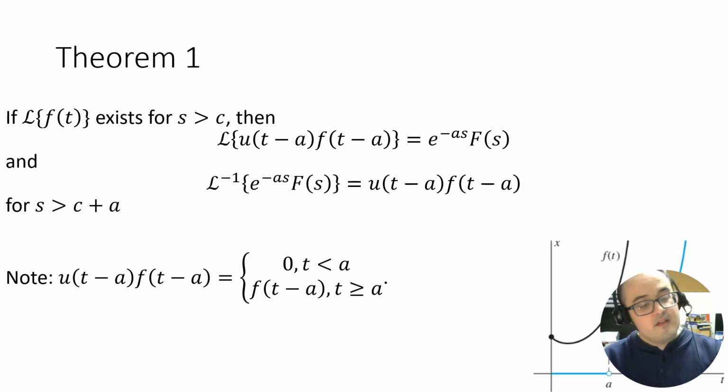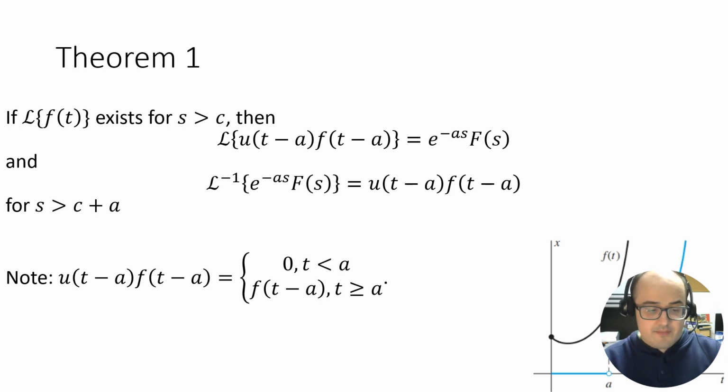So theorem 1: if the Laplace transform of f of t exists for some s greater than c, then the Laplace transform of u of t minus a times f of t minus a is equal to e to the negative as times capital F of s, and the inverse Laplace transform of e to the negative as times capital F of s is u of t minus a times f of t minus a. This is for values of s greater than c plus a.